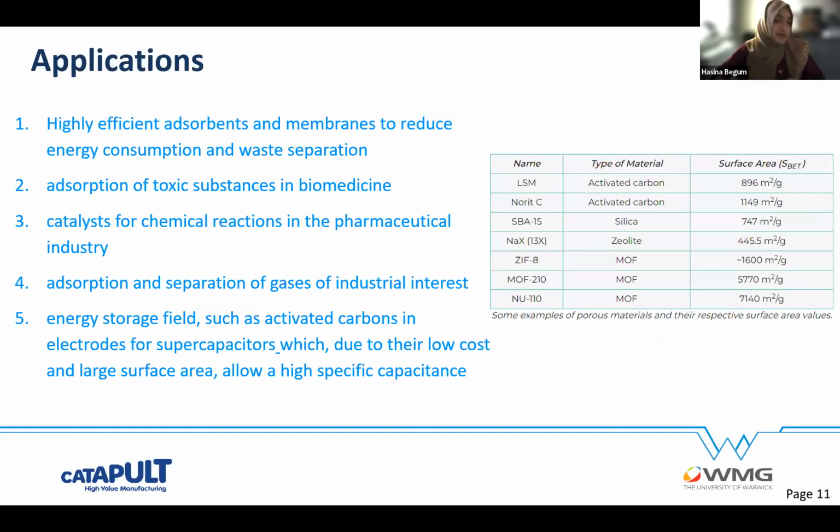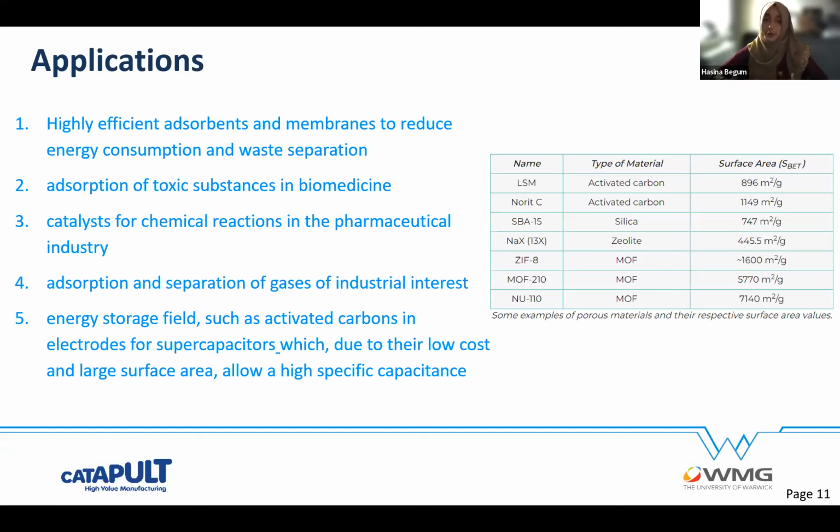So the applications of these materials, well, they are highly efficient absorbents and membranes, and they reduce energy consumption and waste separation. They allow absorption of toxic substances in biomedicine. Another good thing, in particular, I was looking at silica aerogel. Another good thing about these materials is that they are hydrophobic. What that means is that it's water hating.